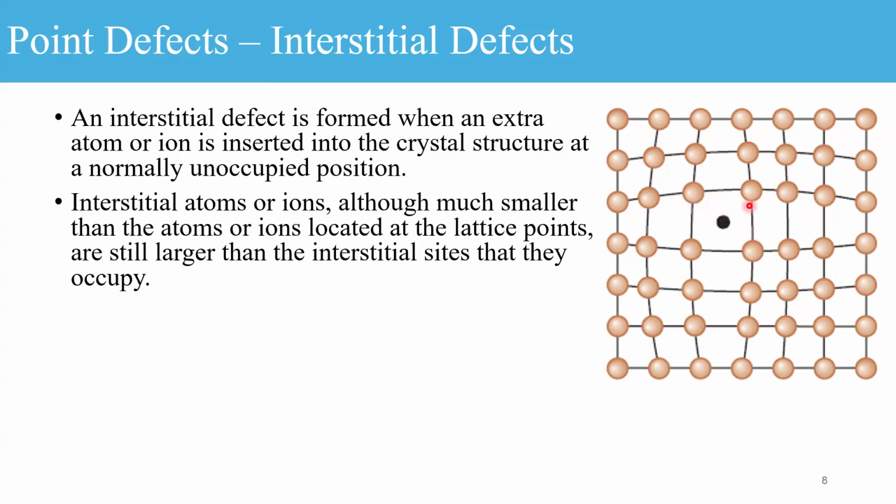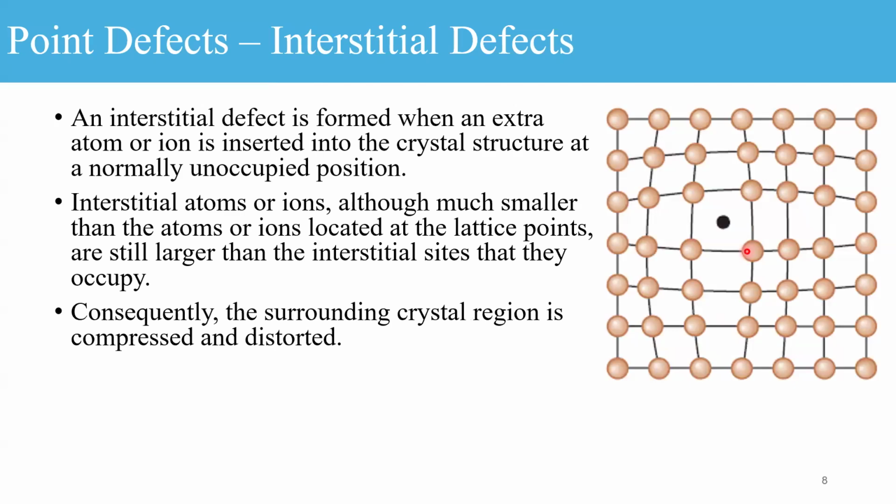They are usually much smaller than the atoms of the actual crystal structure, but they are large enough to cause distortion. So you can see the spacing between these four atoms versus these four, that is different. So they cause some sort of distortion to the overall crystal structure.